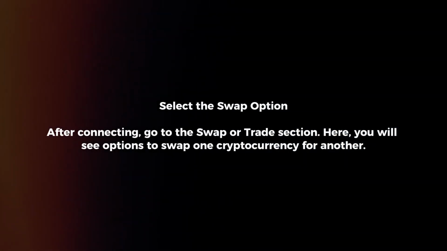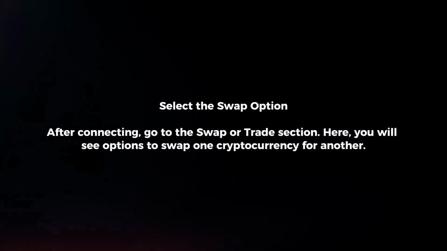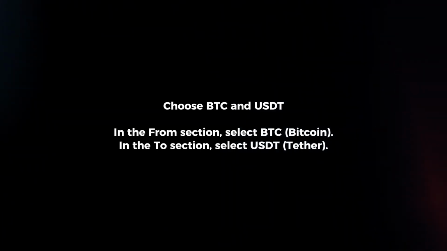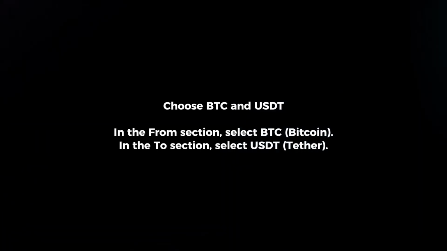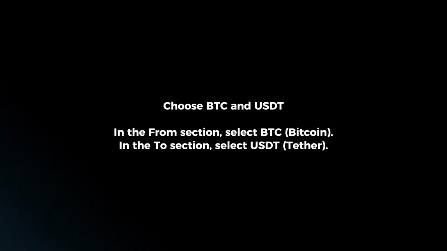Select the swap option. After connecting, go to the swap or trade section. Here, you will see options to swap one cryptocurrency for another. Choose BTC and USDT. In the From section, select BTC. In the To section, select USDT.